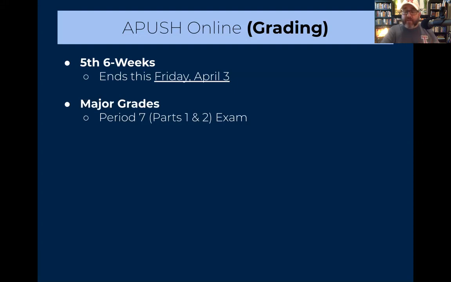Patience, calmness. So the major grade for the fifth 6 weeks will be the period 7 test. For the minor grades, you've already taken the chapter 22 quiz. That's the SAQs that we had, the 2 SAQs on World War I. Everybody has taken the chapter 22 quiz. That grade is already in HAC.